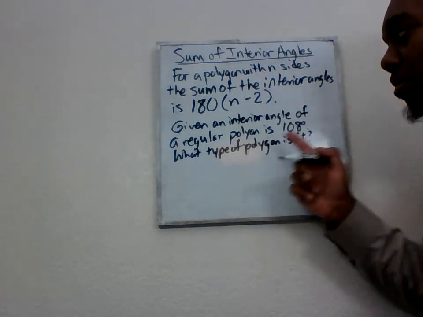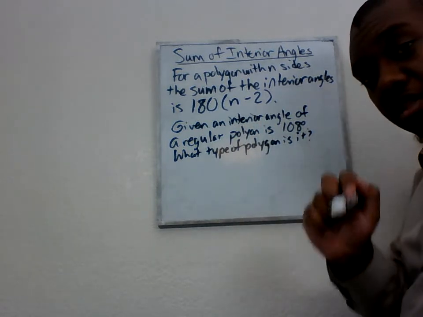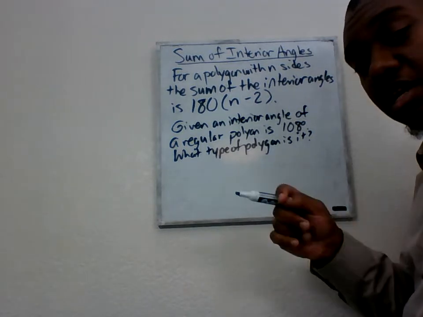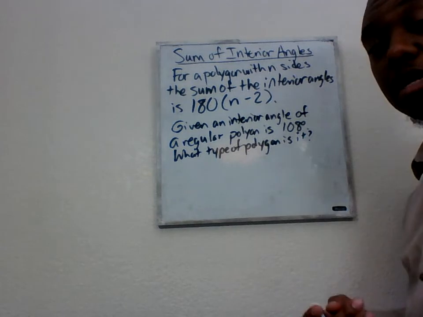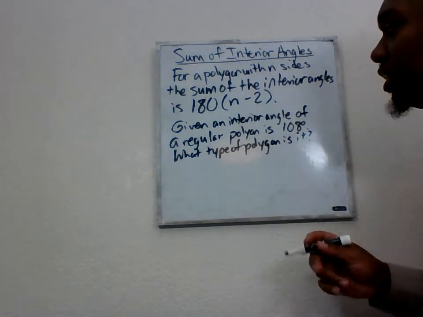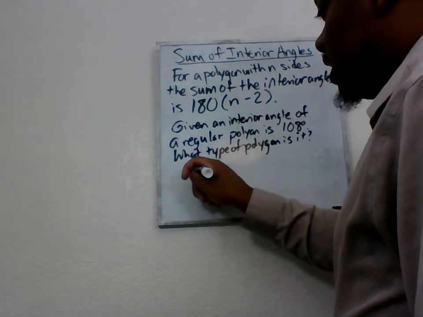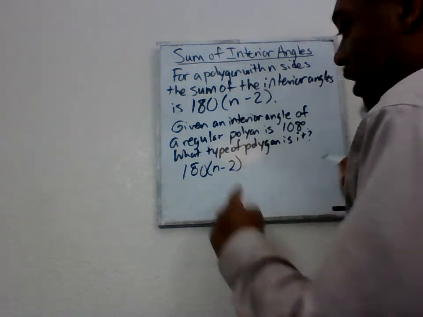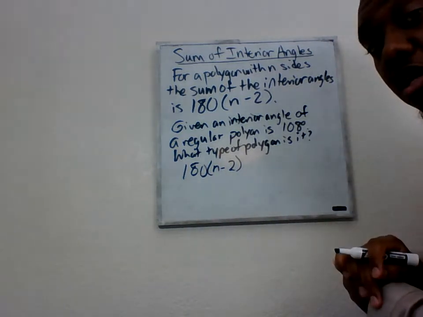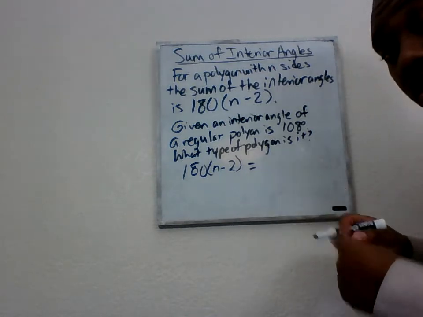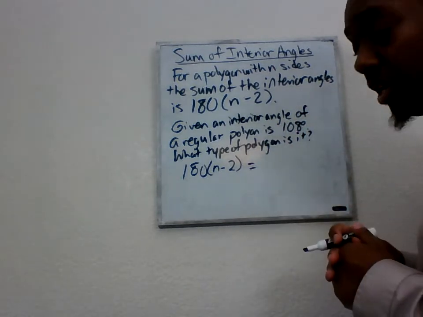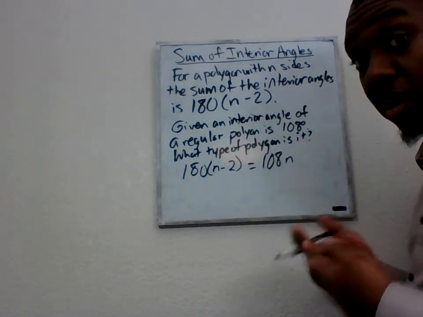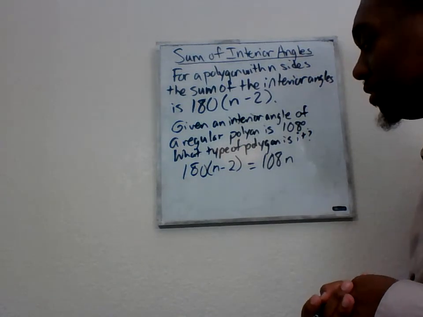Okay, so given an interior angle of a regular polygon is 108 degrees, so one of the angles is 108 degrees, and it's a regular polygon, meaning all the sides and angles are equal. What type of polygon is it? Okay, we name what type of polygon it is. Let's find out how to do this one. So we know from the get-go that we have 180 times n minus 2 will equal the sum of all the interior angles. Well, do we know the sum of them? No. But we do know that each one equals 108 degrees. So it will be 108 degrees times n, whatever n may be. We don't know yet, but we can definitely find out.